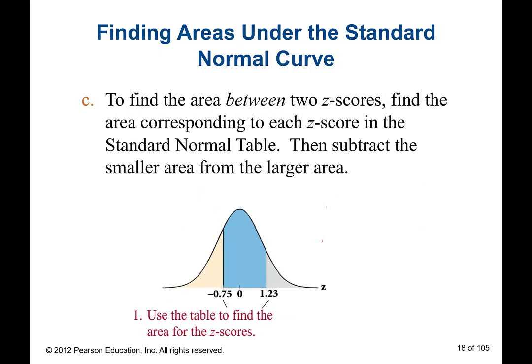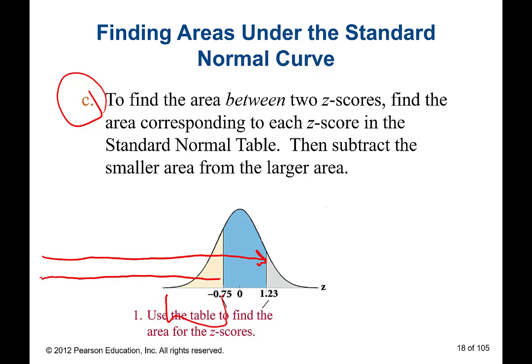Finally, what do we do in the third case when we need to find the area between two z-scores? Well, we're going to have to use our standard normal table twice. The first time we're going to look up the cumulative probability up to 1.23, but we've overshot it, right? What are we going to do about this section here? Well, we're now going to get a second cumulative probability up to negative 0.75. And if we subtract out that second section, that's going to leave us this area here, between negative 0.75 and 1.23.